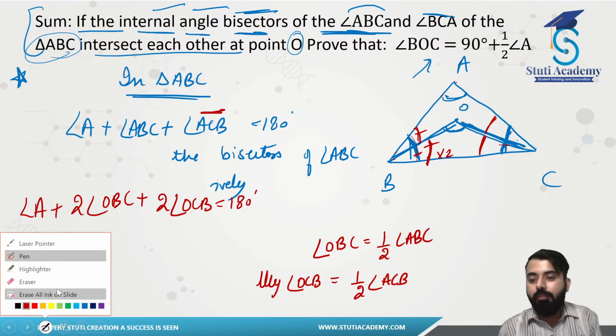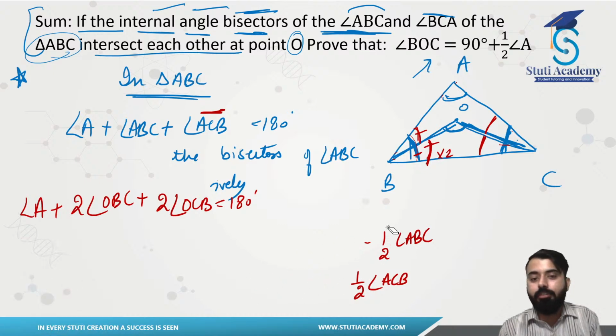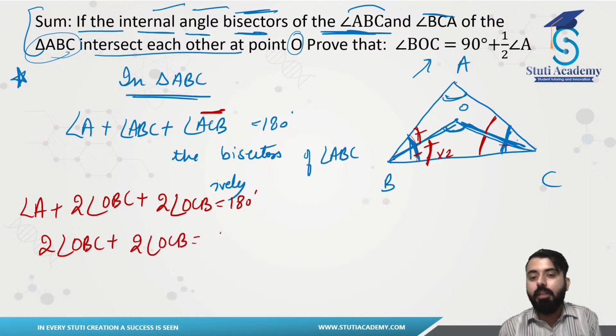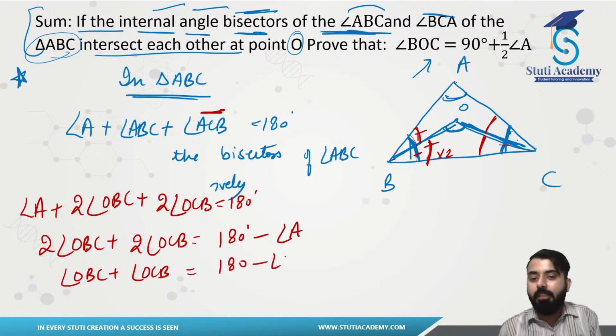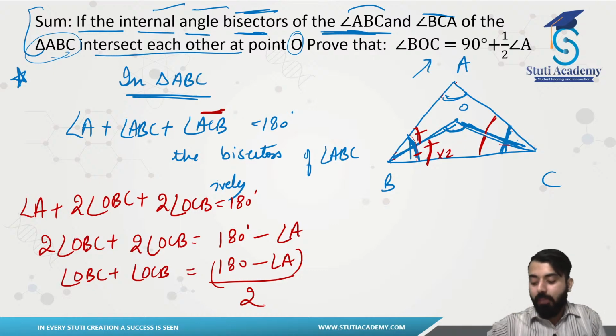Right? So if I erase this one, and try to find out the values of these two, twice of angle OBC plus twice of angle OCB, that will be 180 minus angle A. If I try to halve that, to find the value of OBC plus OCB, considering 2 common, that will be the same as 180 minus angle A, whole divided by 2. I hope you don't have any doubt in this part, in the statement.